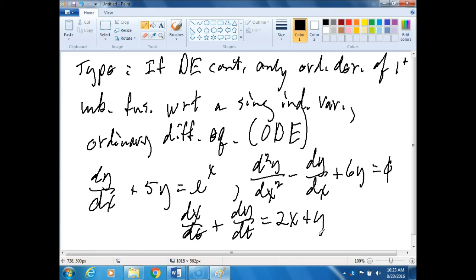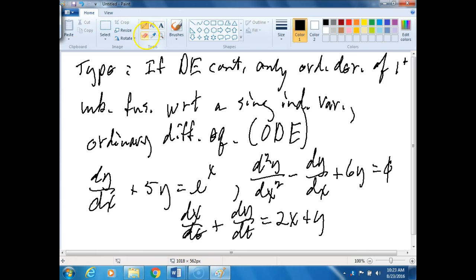Okay. So we were only talking about type, but since they gave such great examples, I just mentioned to you what we mean by order, first order, second order, first order, and linearity. We'll get to those later. Now, I'll show you what a partial differential equation looks like.